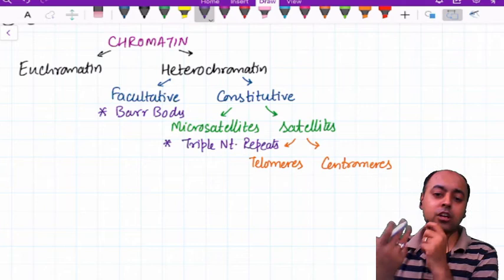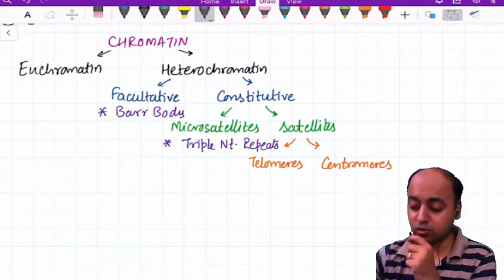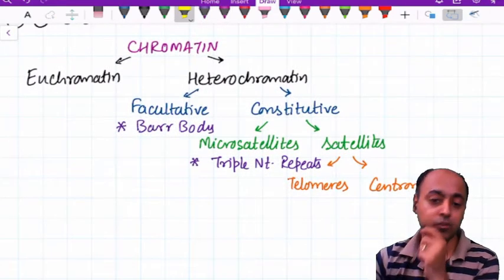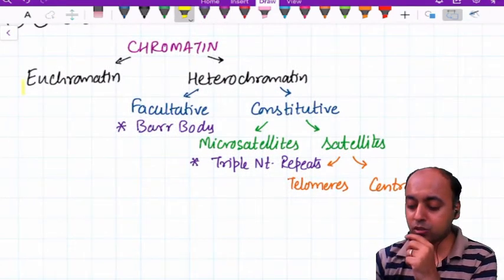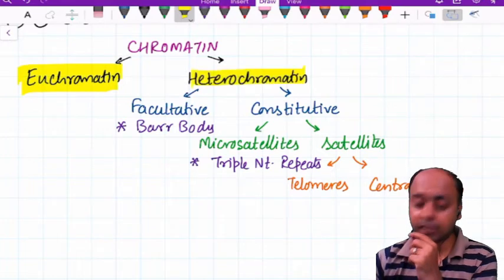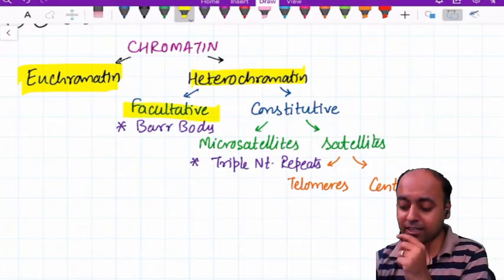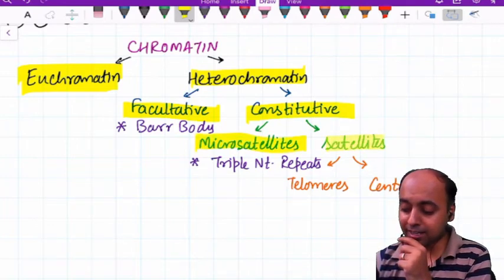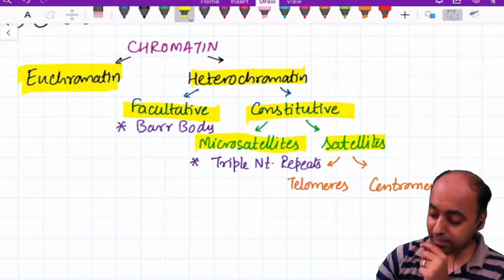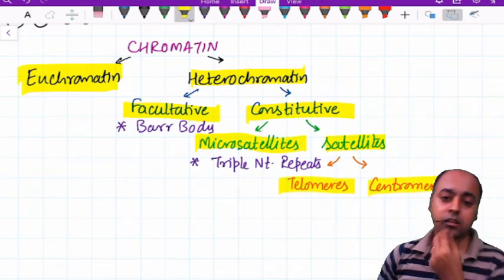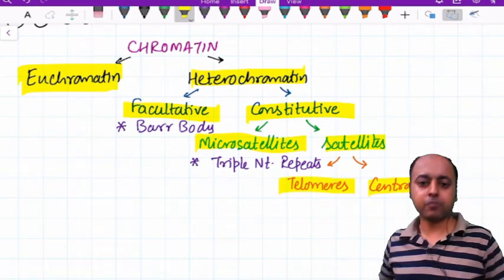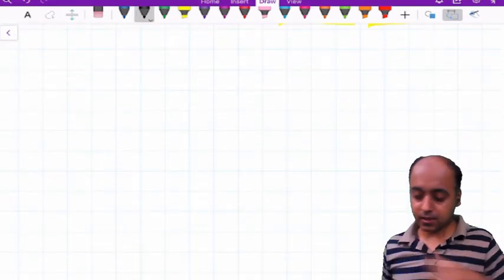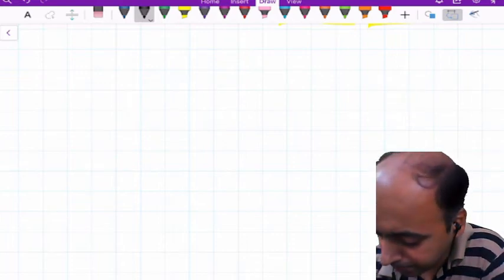Now let's come to what we mean by euchromatin and heterochromatin. So let's quickly see the chromatin and then we'll go to the euchromatin and the heterochromatin. Chromatin two types, euchromatin and heterochromatin. The heterochromatin further of two types, the facultative type and the constitutive type. The constitutive type can be microsatellites or satellites depending on banding pattern, and the satellites include the telomeres and the centromeres.